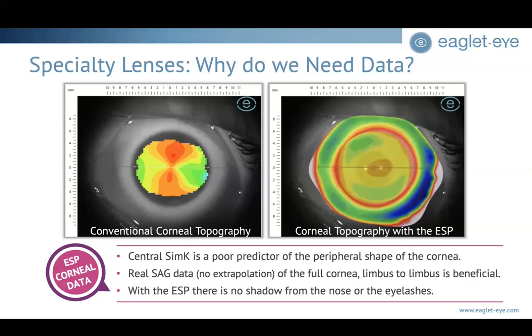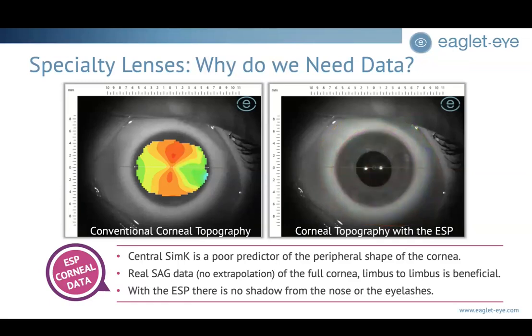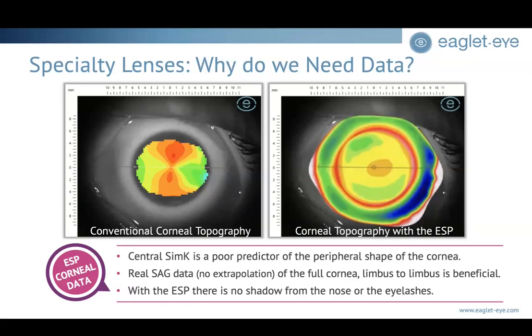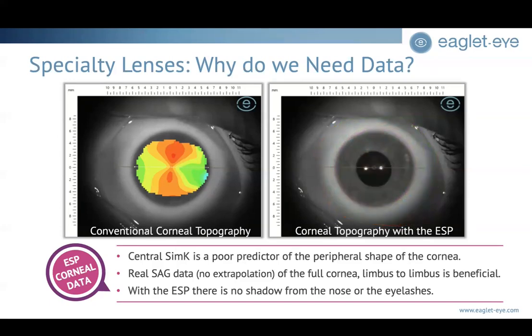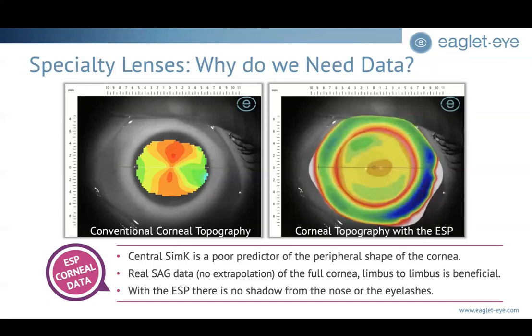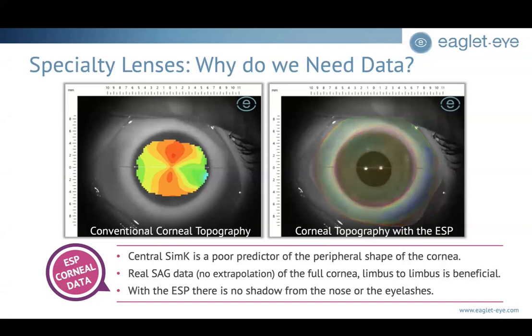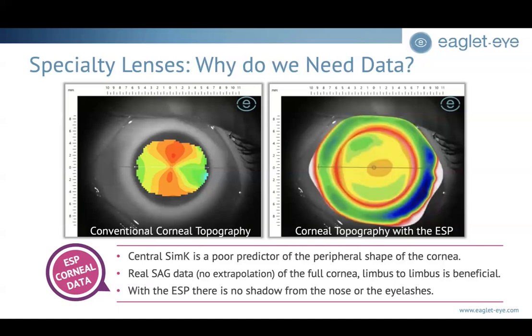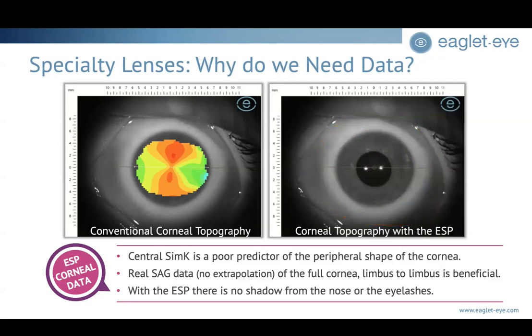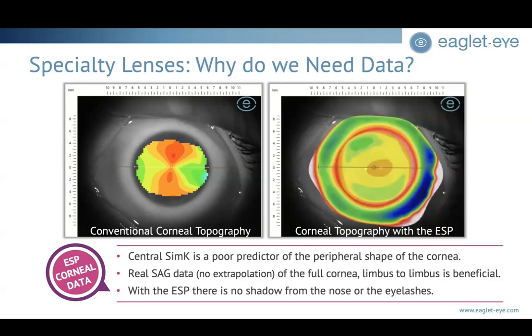Some of the things that we know from conventional corneal topography, we know that our central Ks are really not a great indicator for what the entire shape of the cornea looks like. And that is why corneal topography using elevation data across that entire surface, like you see on the right-hand side, can be a huge advantage when we're fitting really any lens modality, lenses that rest on the cornea and also those that vault over, like a scleral lens, because we really have to understand the entire ocular shape.